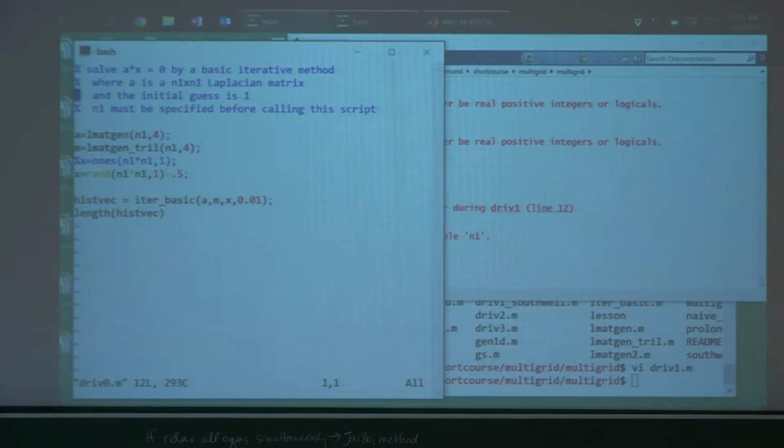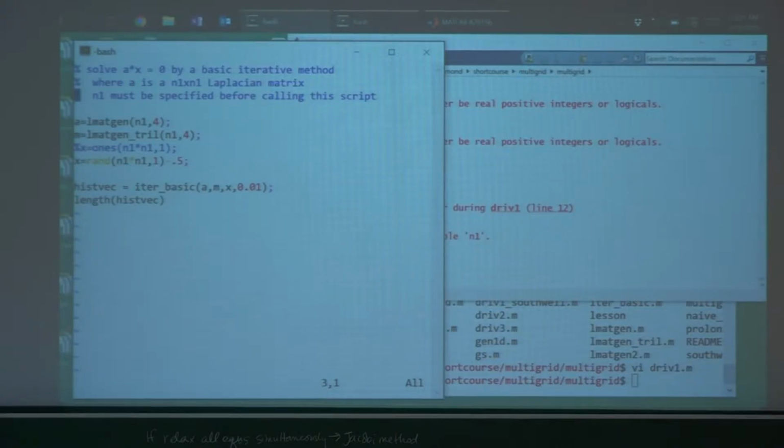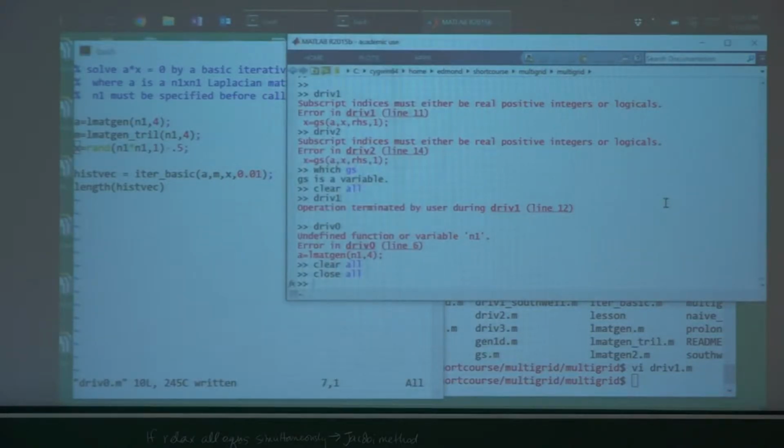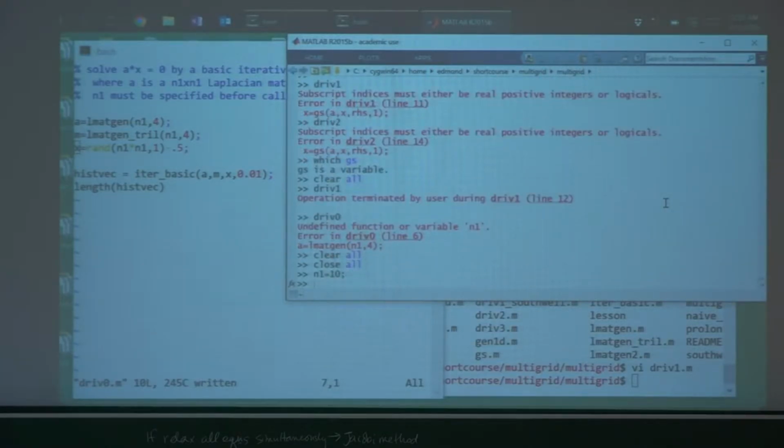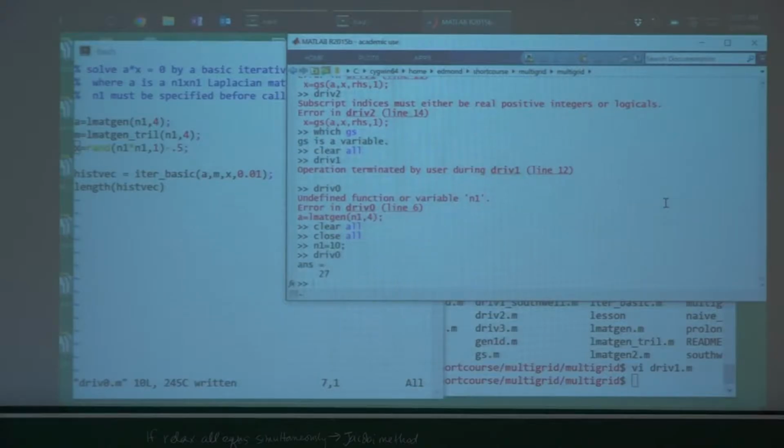So I'm going to change that, since those comments don't apply. Let's set N1 equal to 10, so we have a 10 by 10 grid. And if we run this script, we see that the length of this history vector is 27, so we require 27 iterations to converge.